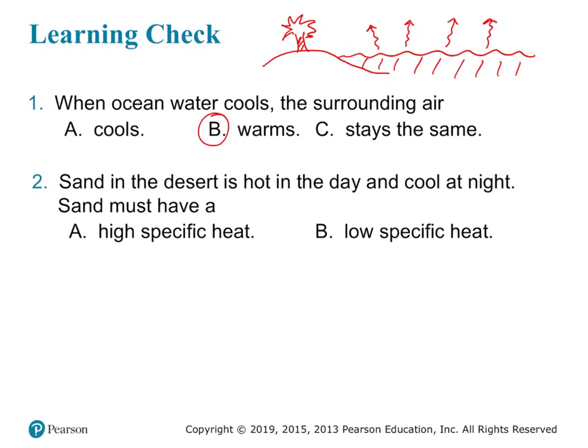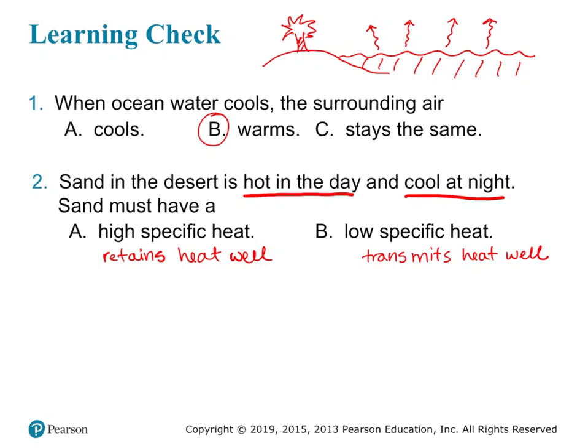All right, so now 2, sand in the desert is hot in the day and cool at night. Sand must have A, a high specific heat or B, a low specific heat. So remember, let's think about what high specific heat versus low specific heat means. High specific heat means that a substance retains heat well, and a low specific heat means that a substance transmits or releases heat well.